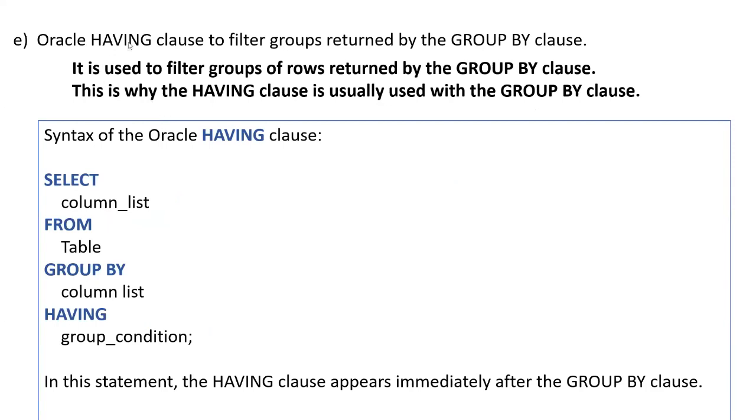Then you have the HAVING clause. The HAVING clause is used to filter groups of rows returned by the GROUP BY clause. This is why the HAVING clause is usually used with the GROUP BY clause. So you have GROUP BY with the HAVING clause. A HAVING clause is typed after the GROUP BY clause. So you have SELECT, FROM table, GROUP BY column list, and then followed by the HAVING clause. Take note that in the HAVING clause you type your group condition. Let us now apply these different syntaxes using Oracle Apex.